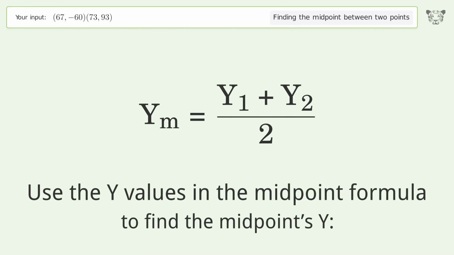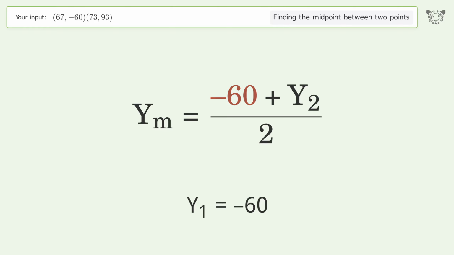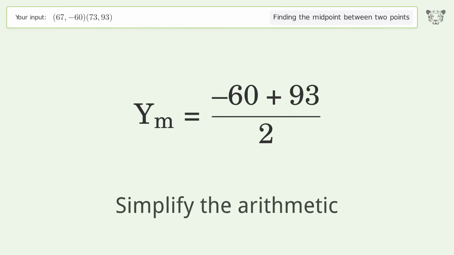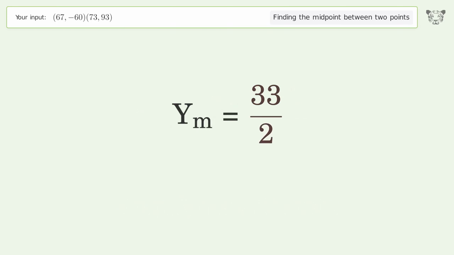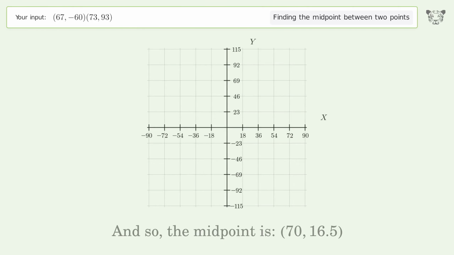Use the y values in the midpoint formula to find the midpoint's y. y1 equals negative 60. y2 equals 93. Simplify the arithmetic. And so, the midpoint is 70, 16.5.